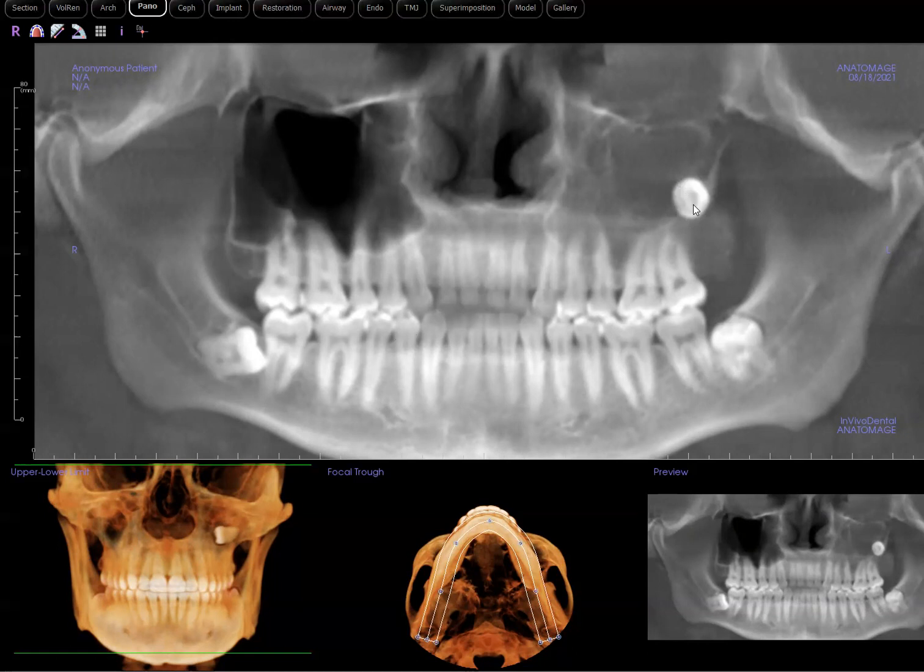Not that it can't happen. I've seen some impacted third molars like that, but also consider the angulation of the impaction, right? Why is it not upright or normally positioned? Why does it look like it is horizontally positioned, so that we're looking down the long axis of the tooth, right? That's something we should be mindful of or should be asking ourselves.